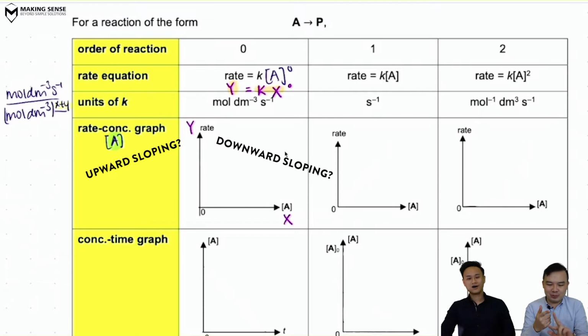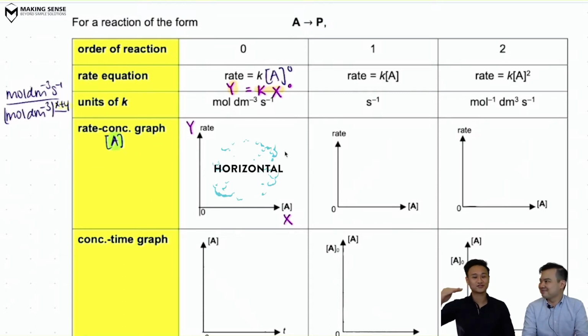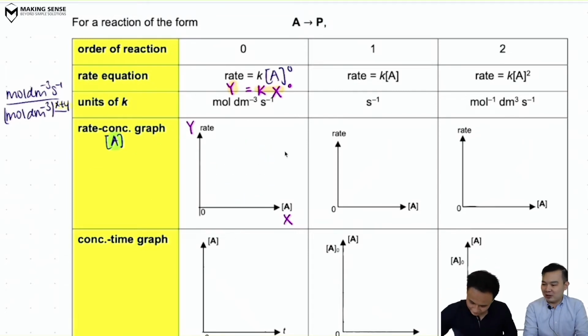Is it upward sloping, downward sloping, horizontal, vertical? It's a horizontal straight line. Yes, that's right. Can you draw for me a horizontal line? Of course, the value of the horizontal line would just be k itself, the rate constant.